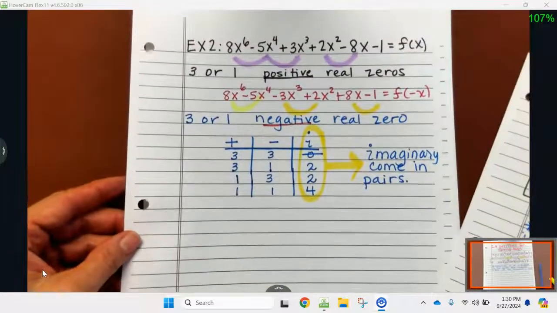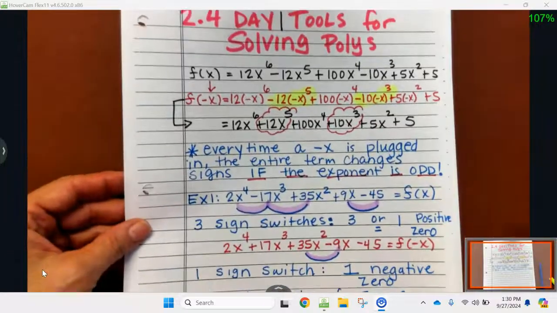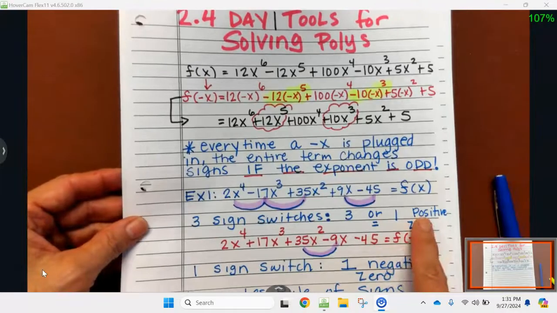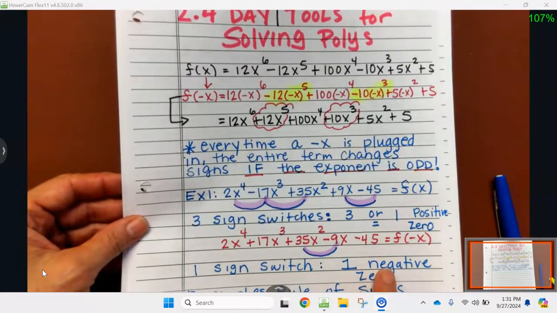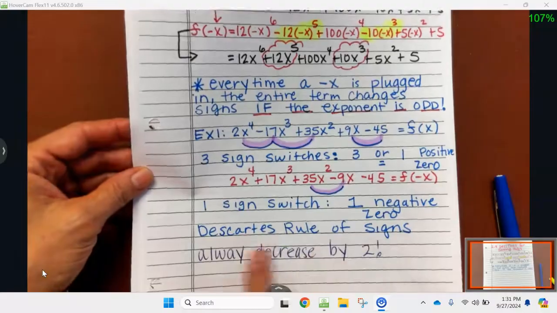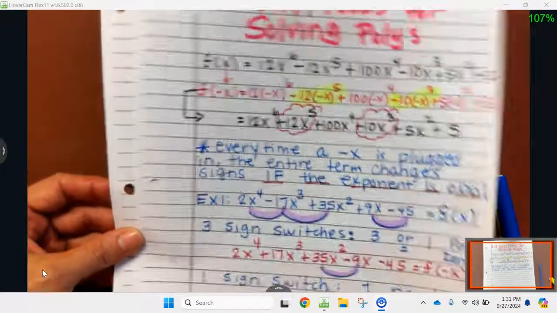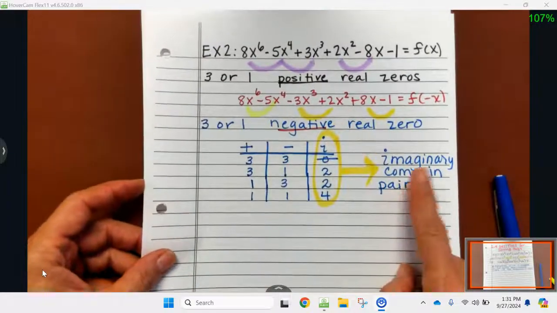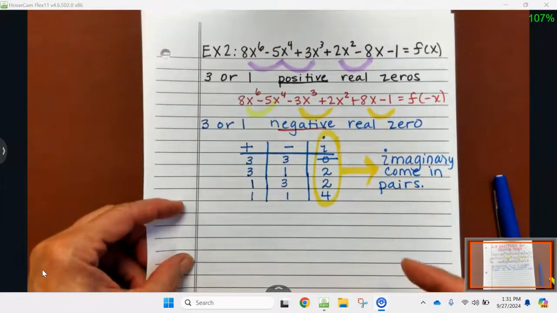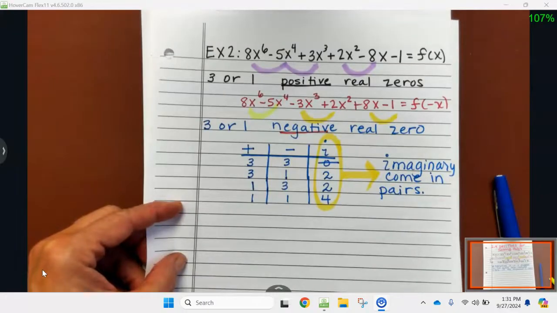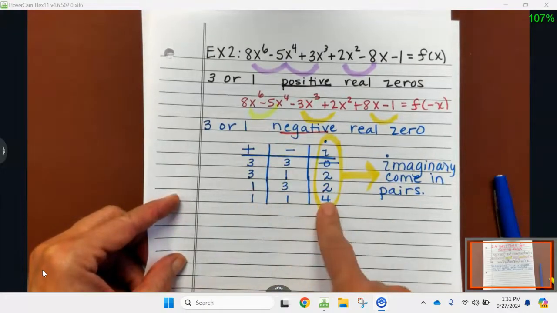So all this work we just did told us about signs, positives or negatives. Remember Descartes, he spells his name weird. It only tells us if they're positive or negative, and we could back into the combos of imaginary. But we have no idea what the zeros could be. We just know the signs.